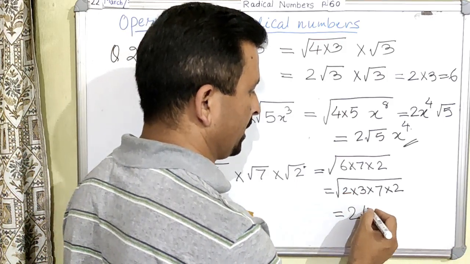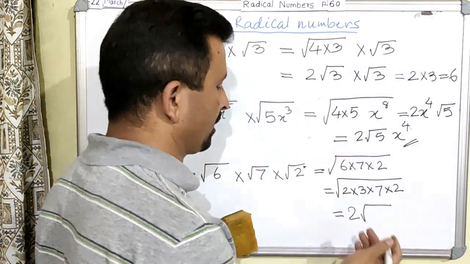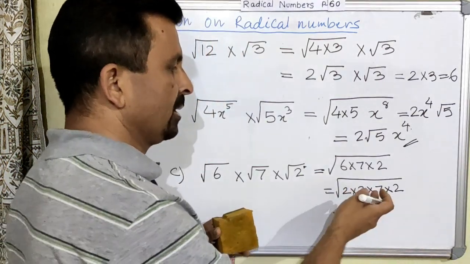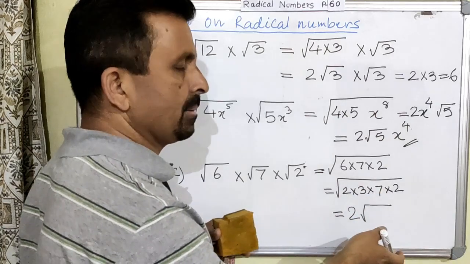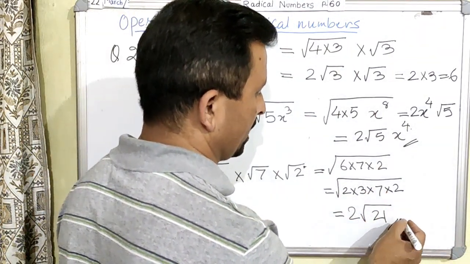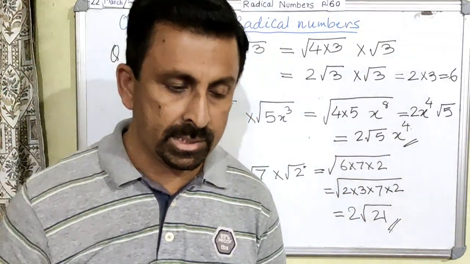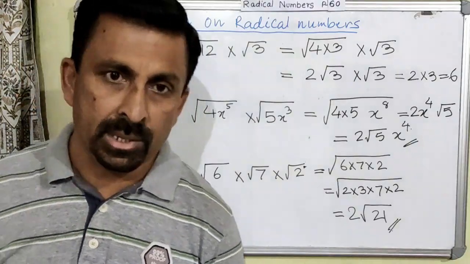Okay, and remaining this 3 and this 7. This 3 is a prime number. This 7 also is a prime number, so they cannot come out of the radical sign. So simply they will be multiplied and will remain in the radical sign. So 3 7 is 21. This is your final answer. Is it clear? So this is your question number 2.